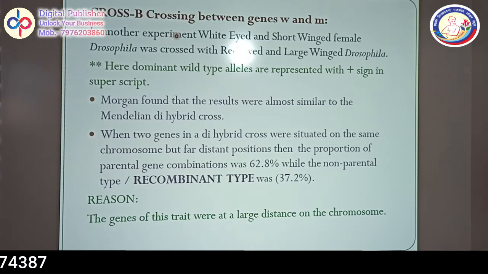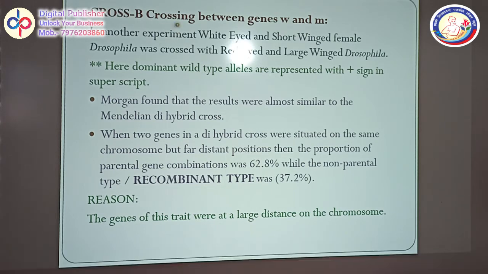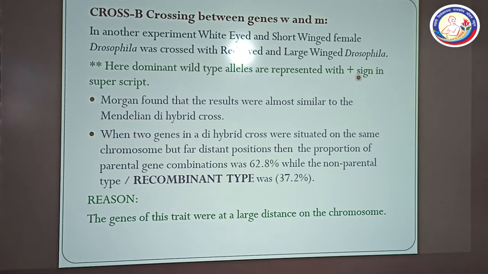What about the crossing B? Crossing between gene W and M. In another experiment, a white-eyed and short-winged female Drosophila was crossed with a red-eyed and large-winged Drosophila. Here, dominant wild-type alleles are represented with plus sign in superscript. So you can see Morgan found that the results were almost similar to the Mendelian. So in the cross B, results were similar to Mendelian dihybrid cross. It shows that these are non-linked genes.